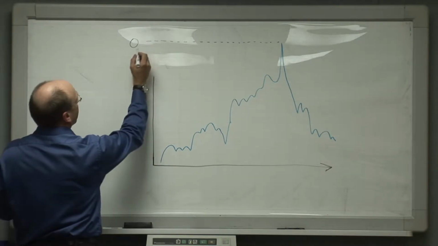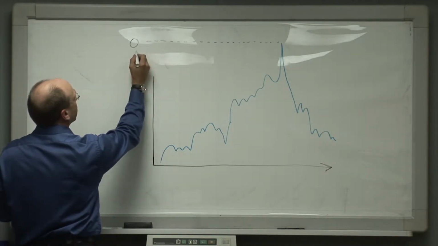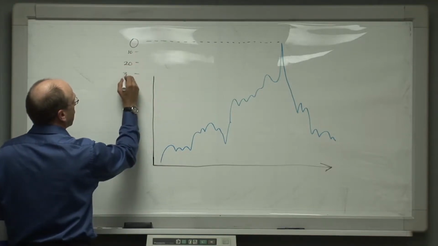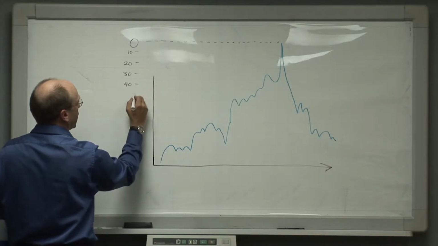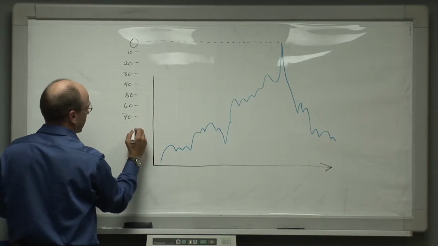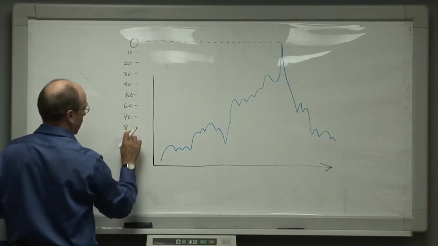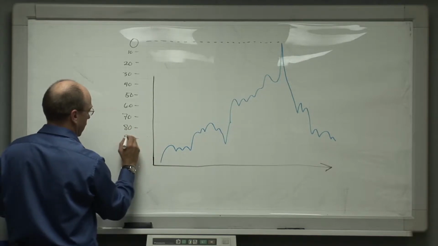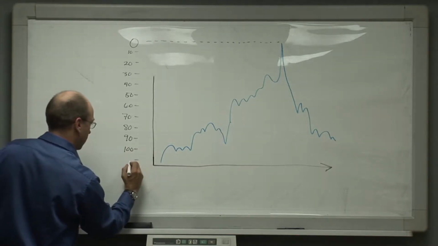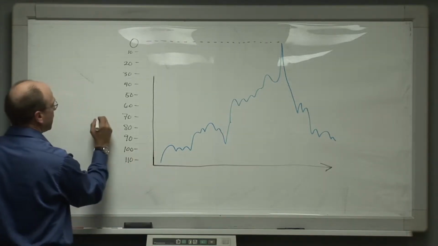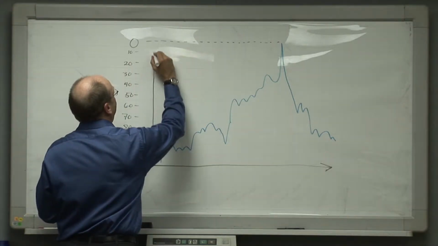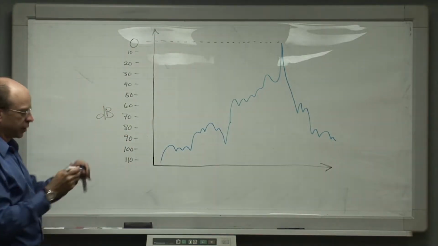And then coming down from 0, we'll say that we have 10, 20, 30, 40, 50, 60, 70, 80, 90, 100, 110 dB down from this fundamental level. And we're trying to make a measurement across this range.